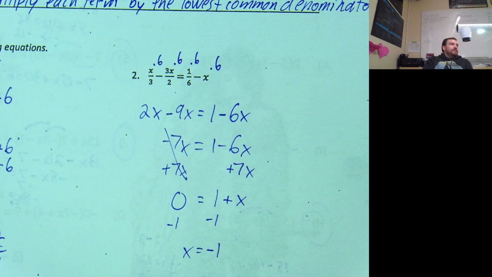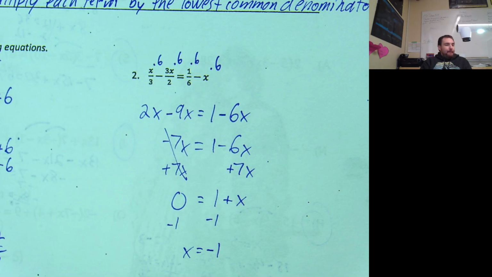I see that hand. Because the common denominator of 3, 2, and 6 is 6, so we multiplied every term by it to get rid of the fractions. I mean, you could have multiplied by something else. We could have multiplied by 12, but then the numbers would have been a little bit bigger, but it would have been doable. Yeah, Danny?